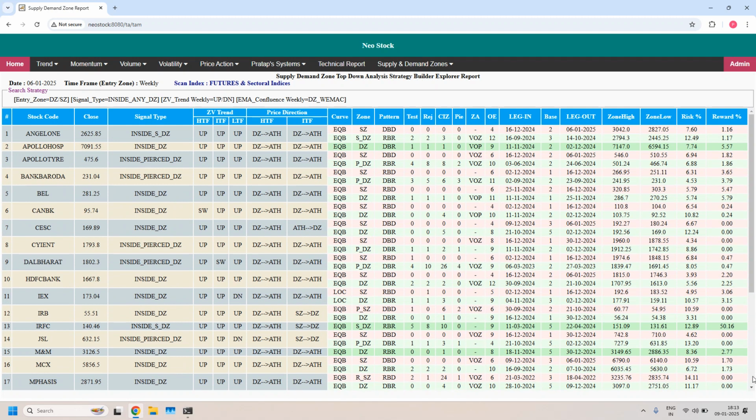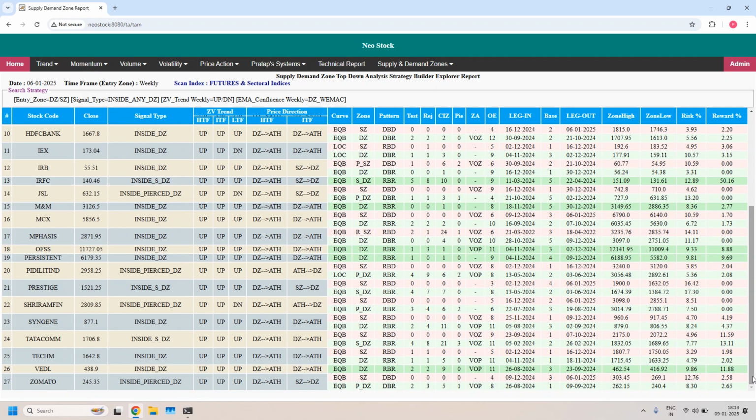First 17 stocks. I'm scrolling the list down. So total 27 weekly demand zones where price closed inside the weekly demand zone, and these weekly demand zones have weekly EMA Confluence.